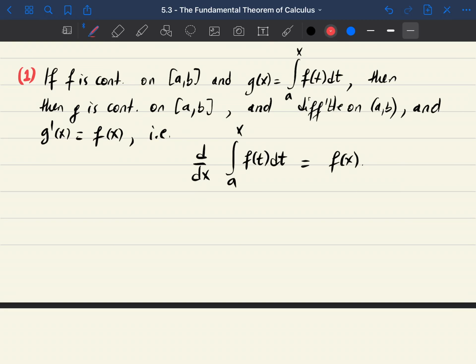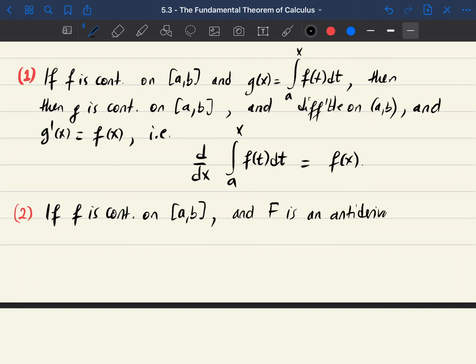And the second part says the following. So I have the same conditions on f. So f is continuous on the closed interval a comma b, and capital F is an antiderivative of lowercase f. Capital F could be any antiderivative. Then we have the following.